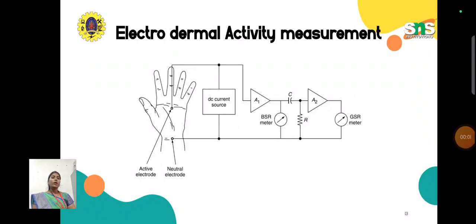In today's class, we are going to discuss one important topic related to sensory equipment, that is electrodermal activity measurement. We have a couple of other names related to this particular technique: galvanic skin response, or galvanic skin resistance.